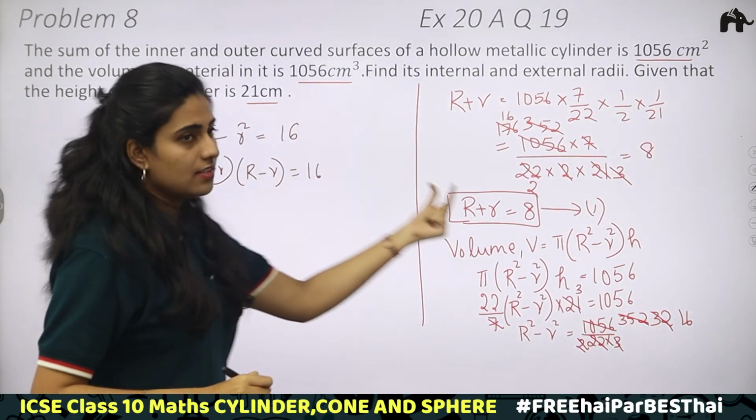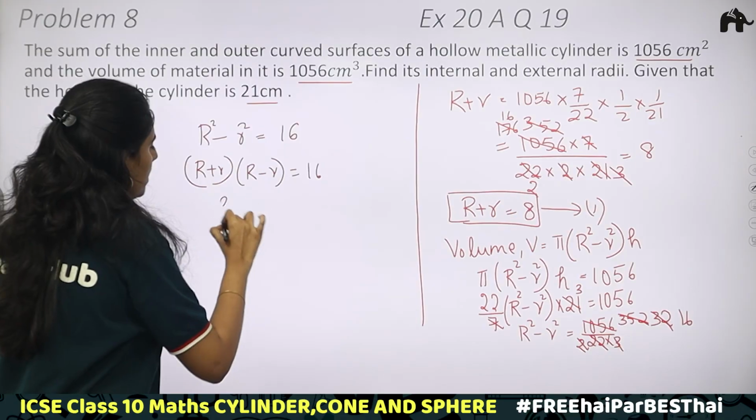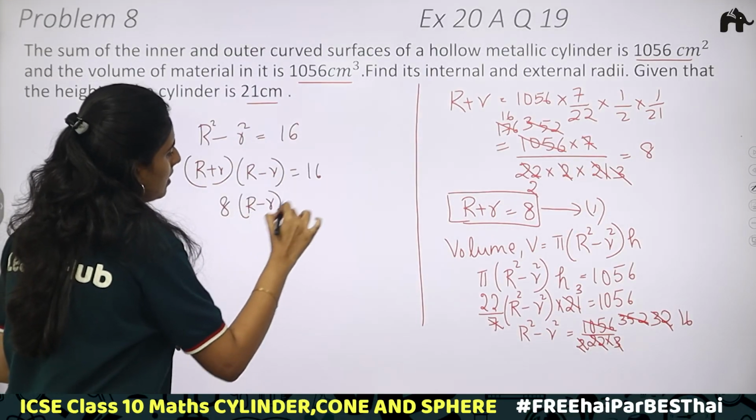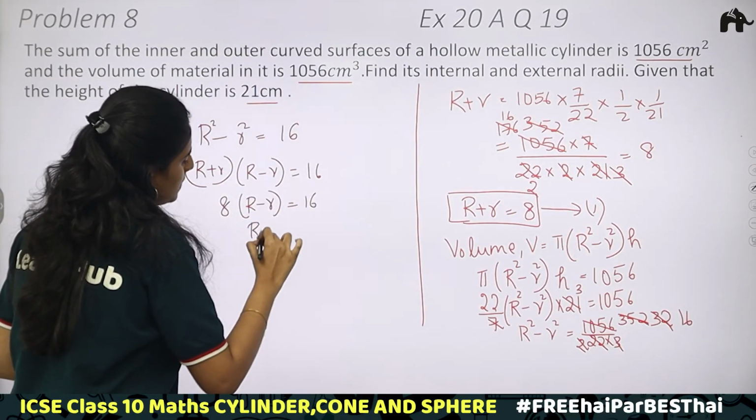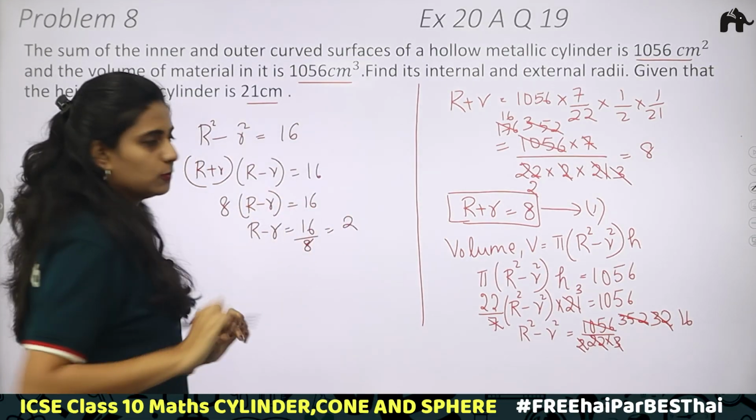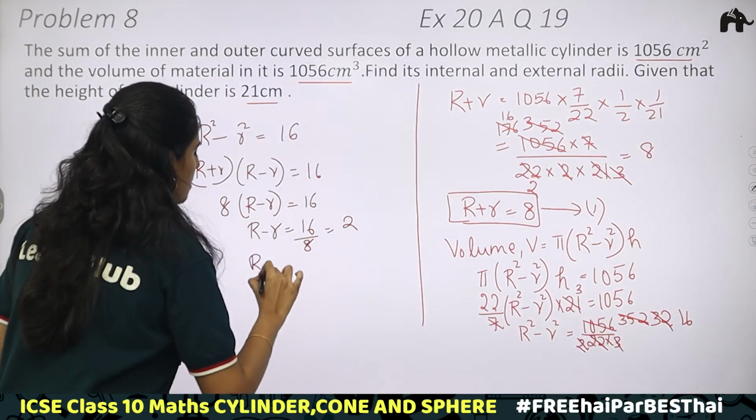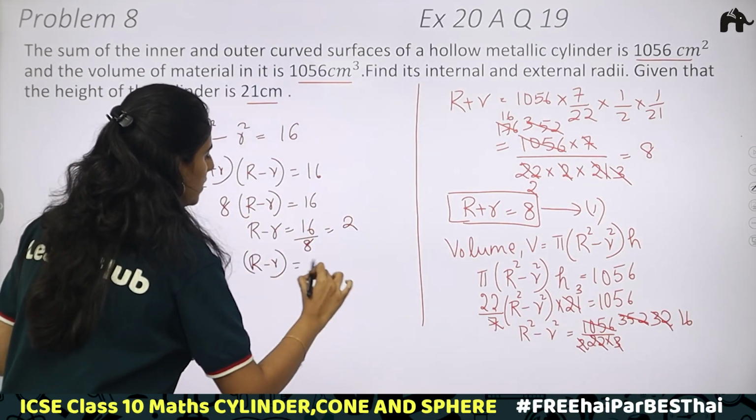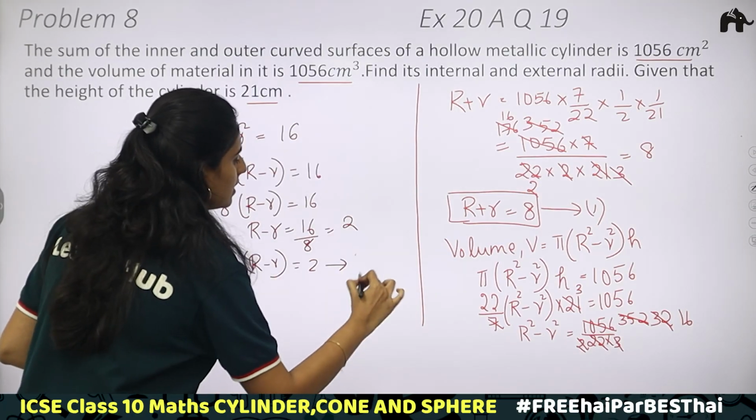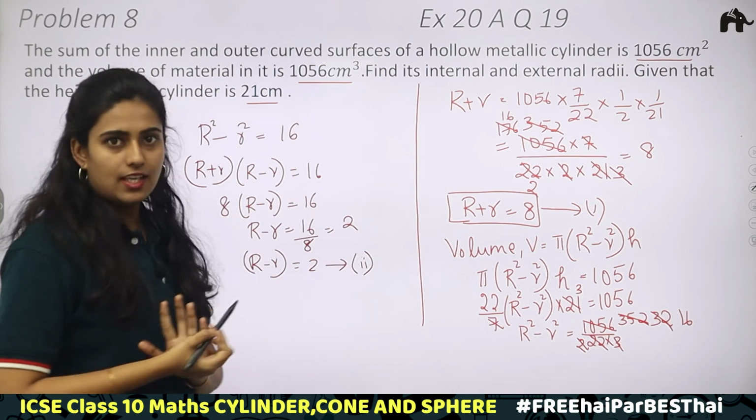What is R plus r? The sum of internal and external radius is equal to 8. So 8 into (R minus r) is equal to 16, which means R minus r is equal to 16 by 8, and that is equal to 2. R minus r equal to 2; we take it as equation 2. So this is my first equation and this is my second equation.